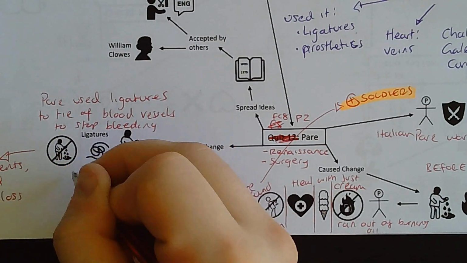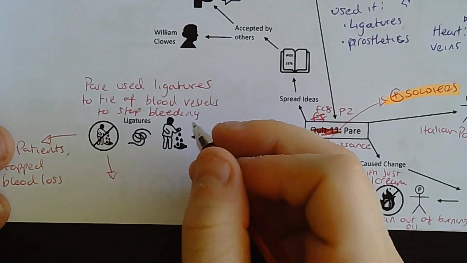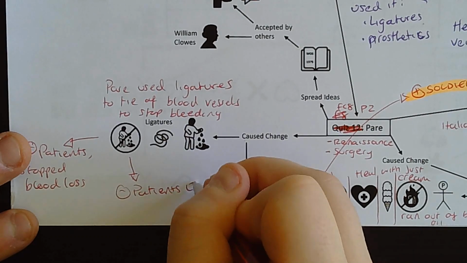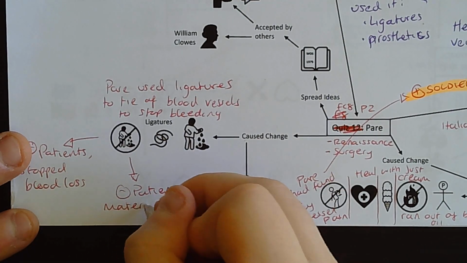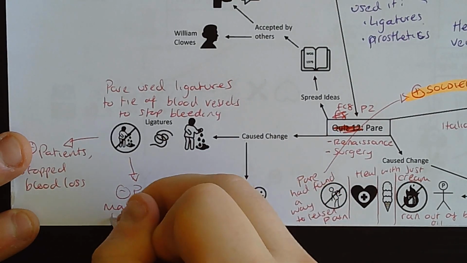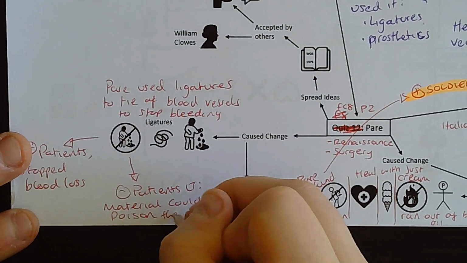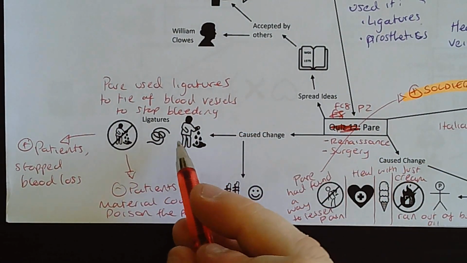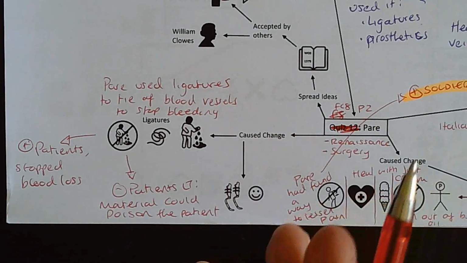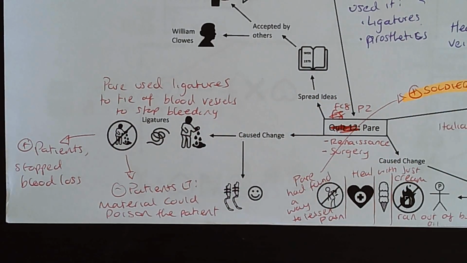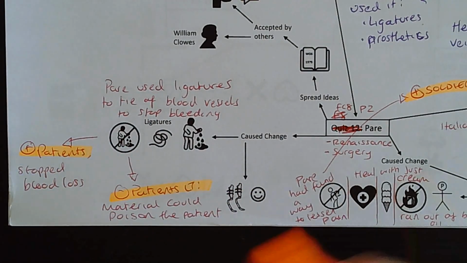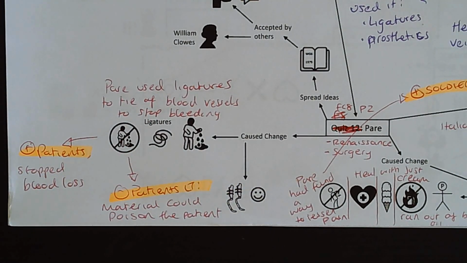However, Pare did not know that it was also negative for patients in the long term, because the material could poison the patient. So the material such as the silk that was used could poison the patient. I would also add as well, the ligatures weren't sterilised, so they didn't understand anything about dirt, so they'd be dirty, again leading to illness, disease, infection, and therefore death.